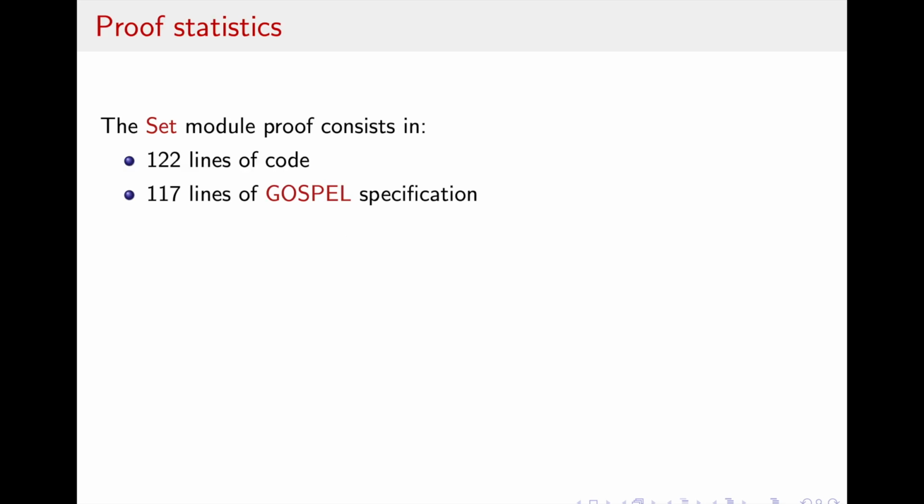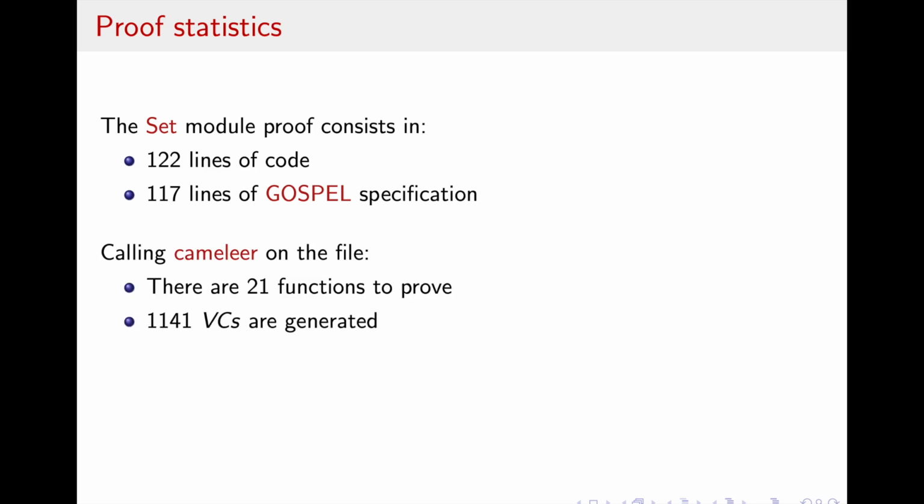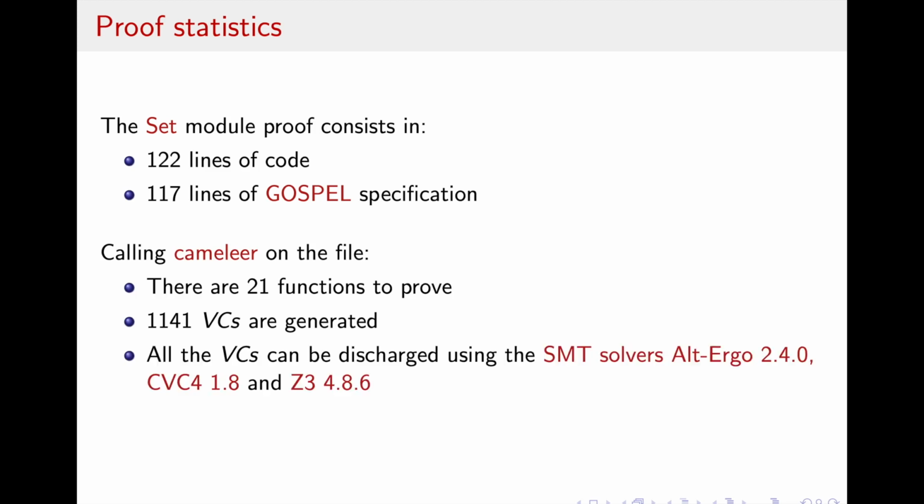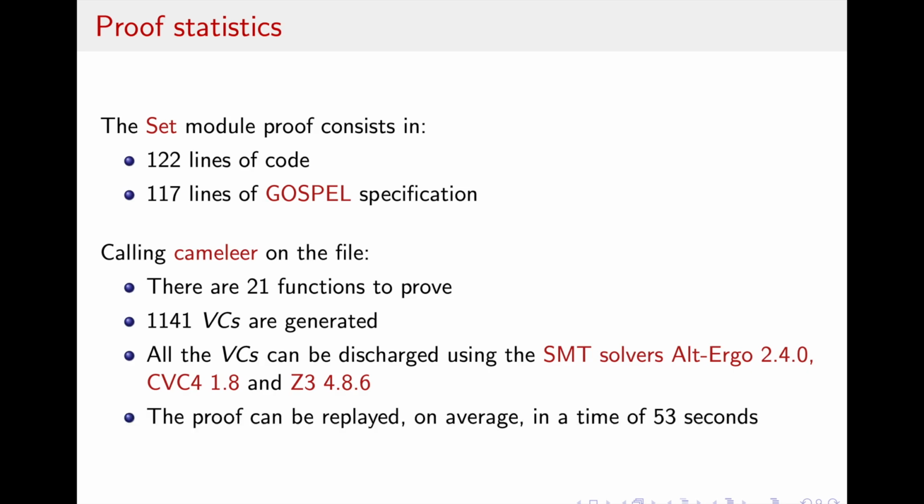For conclusions, we'll first present the proof statistics, being that this consists of 122 lines of code and 117 lines of Gospel specification. Calling Cameleer on the file, there are 21 functions to prove, from which 1,141 verification conditions are generated. All of these verification conditions can be discharged using the SMT solvers Alt-Ergo 2.4.0, CVC4 1.0, and Z3 4.0.6. This proof can be replayed in an average time of 53 seconds.